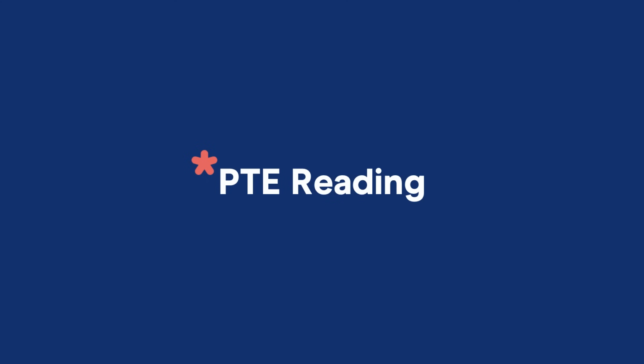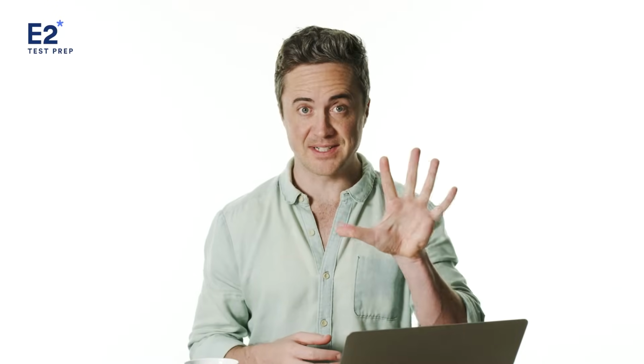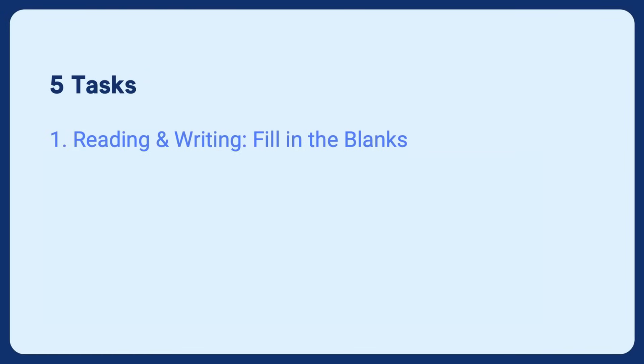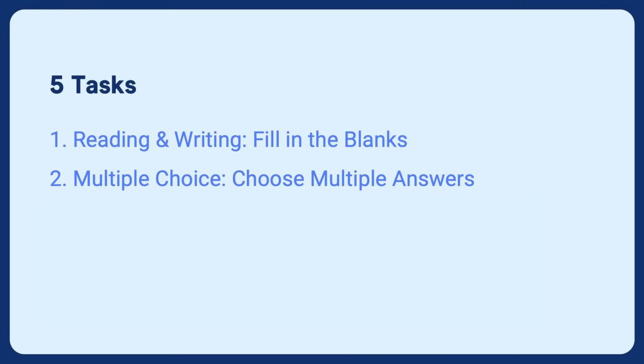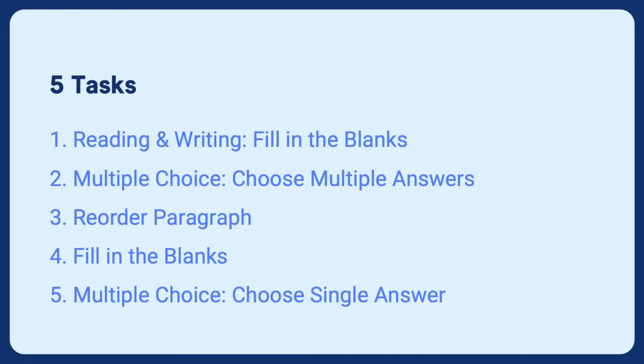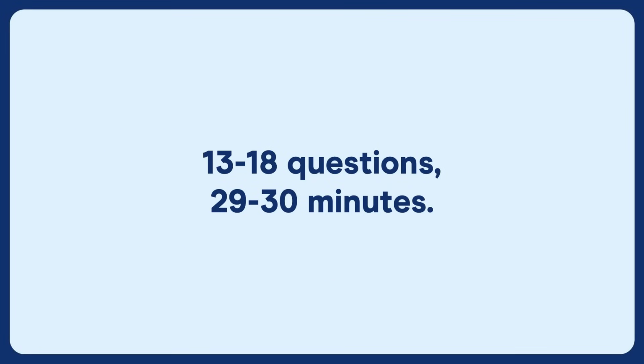PTE Reading. In PTE Reading, there are 5 different tasks. The different tasks include reading and writing fill in the blanks, multiple choice choose multiple answers, reorder paragraph, fill in the blanks, and multiple choice choose single answer. You'll have 13 to 18 questions in total and between 29 and 30 minutes to complete these questions.